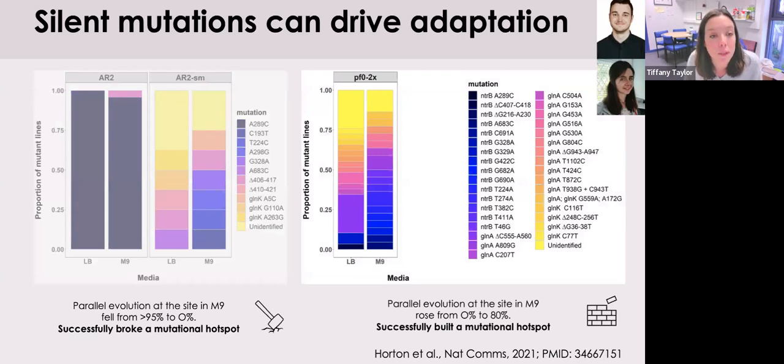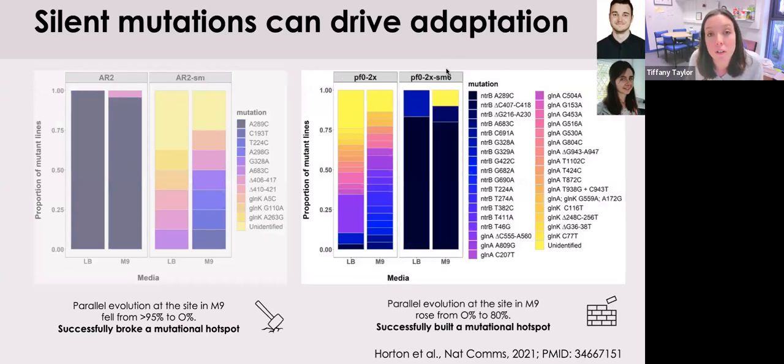And conversely, what happened in PF02X was through the introduction of these 6 synonymous sites, we found overwhelmingly across both LB and M9 that NTRB A289C was the most common mutation, and parallel evolution rose from 0% to 80% at that site. And this is exceptionally interesting because we hadn't seen this evolve de novo in this background before. So it seems to suggest that just through these 6 synonymous changes, we were able to successfully build the mutational hotspot. And this is really exciting because it makes us question the role that synonymous differences might play in driving adaptive outcomes.